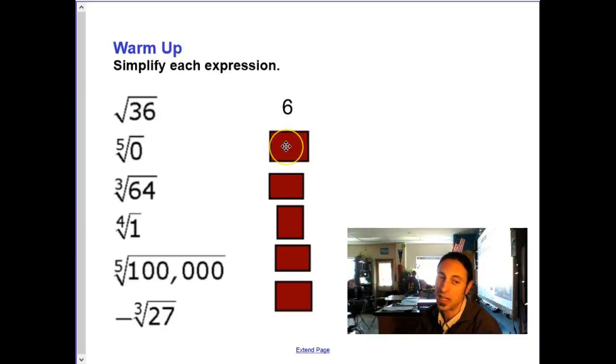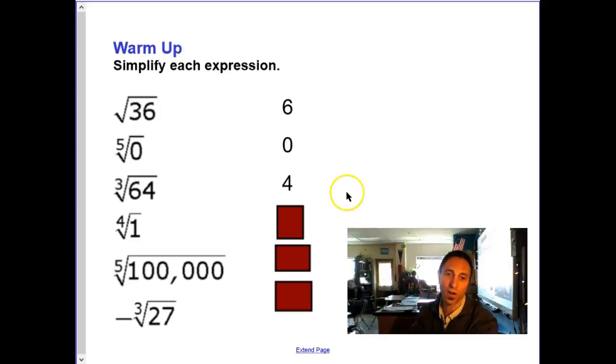Hey, Jared, how about the fifth root of 0? What's that? No, it's 0. The cube root of 64. Let's go with Haley. Haley, cube root of 64? Very good, 4. Not bad, not bad. Sergey, what do you got for the fourth root of 1? Right on, 1. All right.